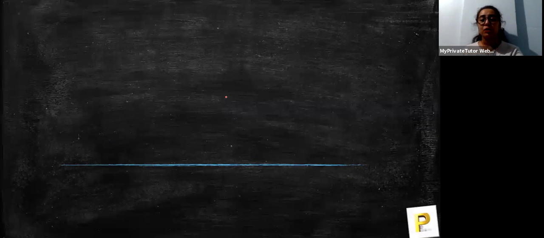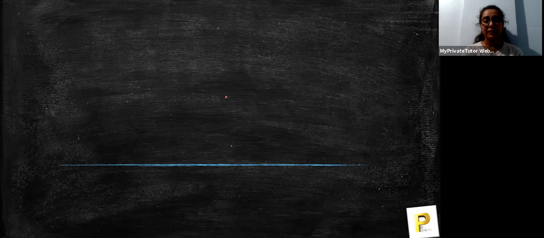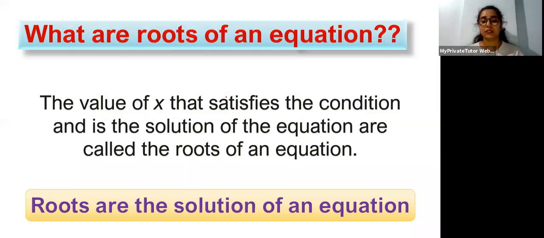Okay, so here we are done with the first part of our session, that is hashtag 1, what is a quadratic equation. Let's move towards the next part, that is hashtag 2.